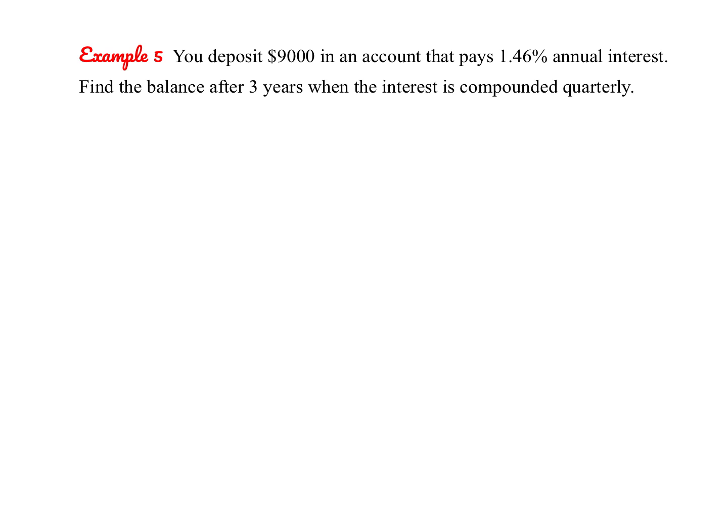All right, let's give this one a try together. So this says you deposit $9,000 into an account. Well, that's going to be our principal amount. So P is $9,000. And you deposit that $9,000 into an account that pays 1.46% annual interest. So that means that r is going to be 0.0146. Remember, we need the interest rate as a decimal. Then we're going to find the balance after 3 years when the interest is compounded quarterly. Quarterly means 4 times a year, so n is 4.